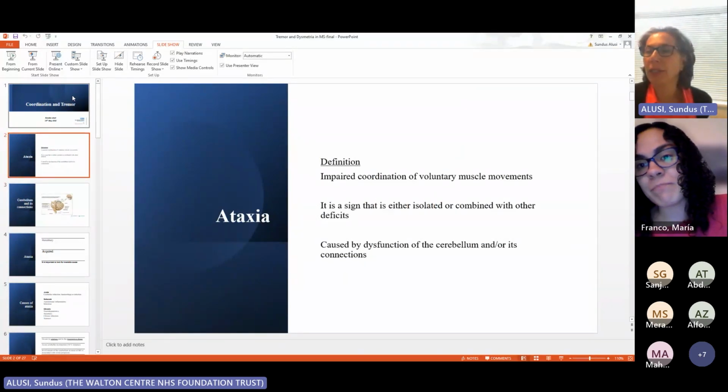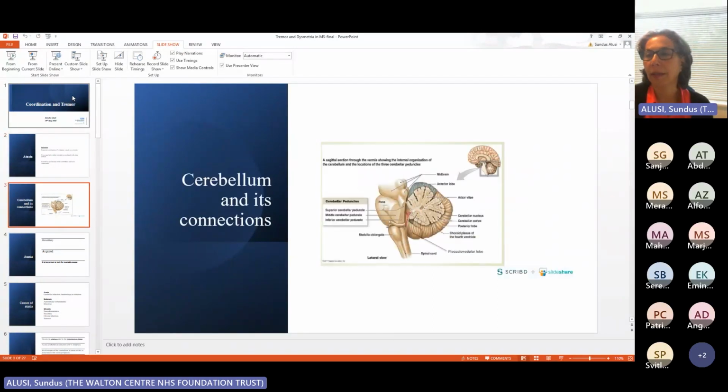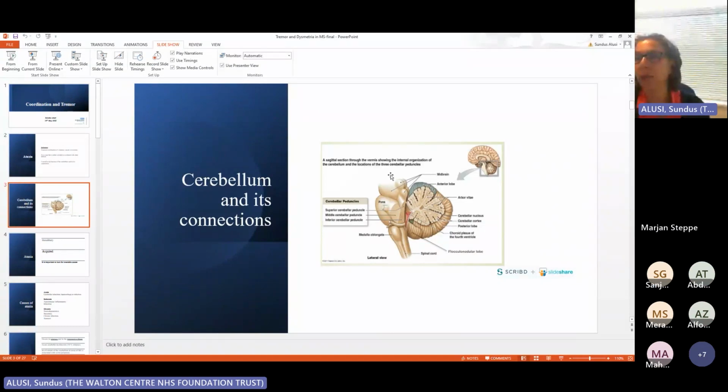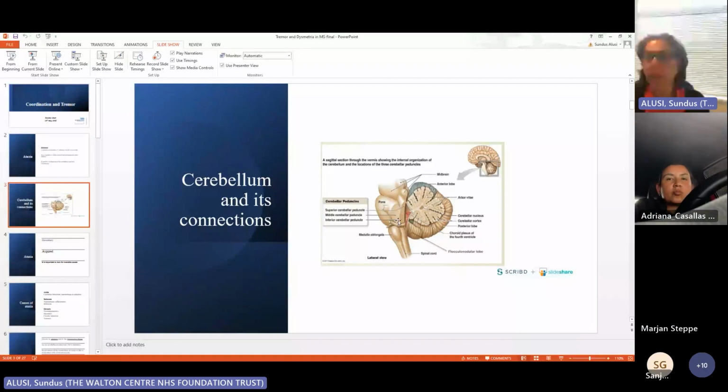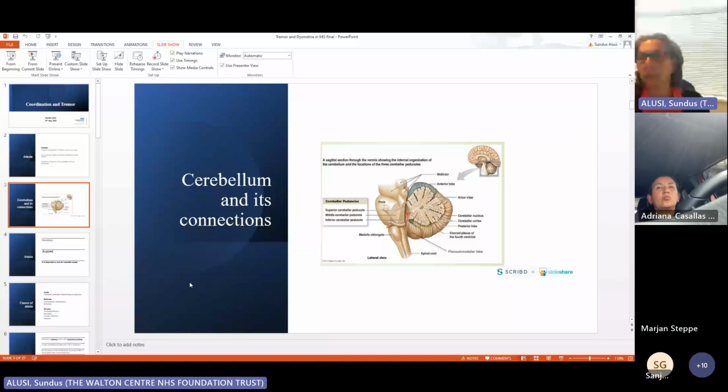So sorry. The definition is it's impaired coordination of voluntary muscle movements, and it's a sign rather than a disease. And then I was just showing you the cerebellum here. Can you see that? Yes, perfect. So the superior cerebellar peduncle connects the cerebellum with the midbrain, and from there onto the cortex. The middle cerebellar peduncle connects the cerebellum to the pons, and this is very important when it comes to tremor. And the inferior cerebellar peduncle is the one that connects you with the corticospinal tracts and also the sensory input into the cerebellum, which is very important with ataxia and tremor.